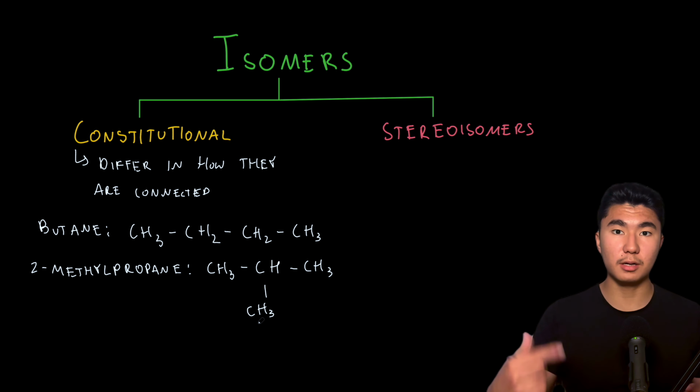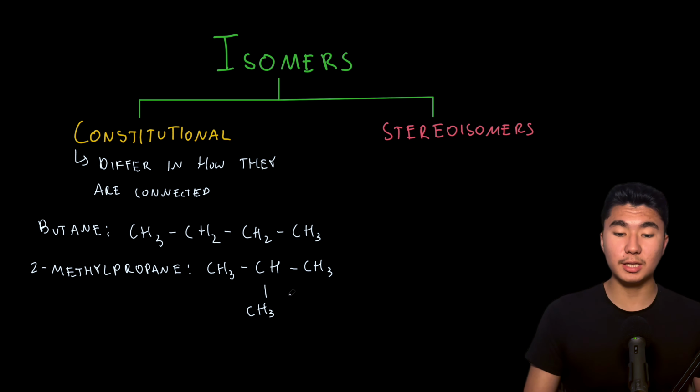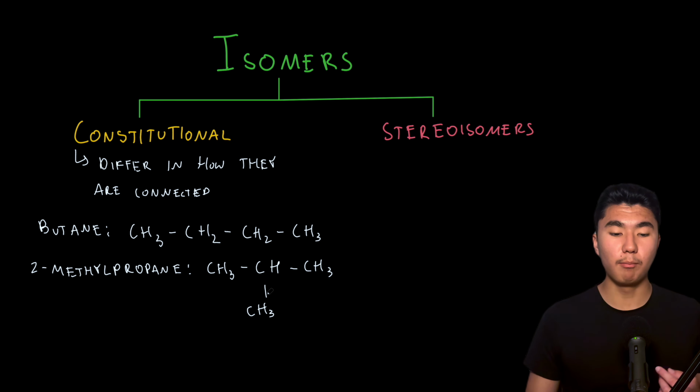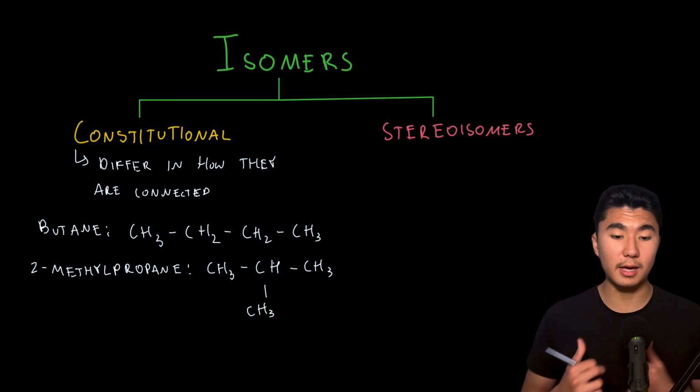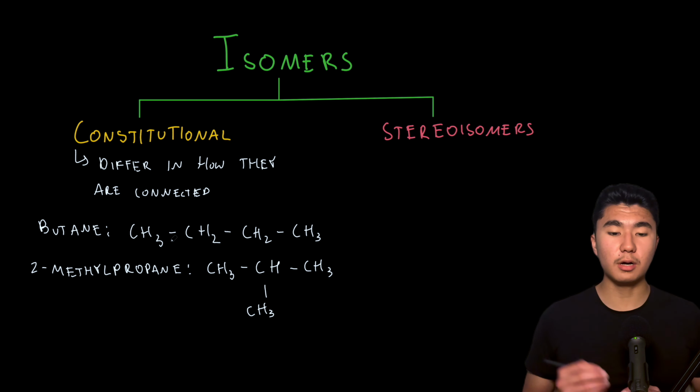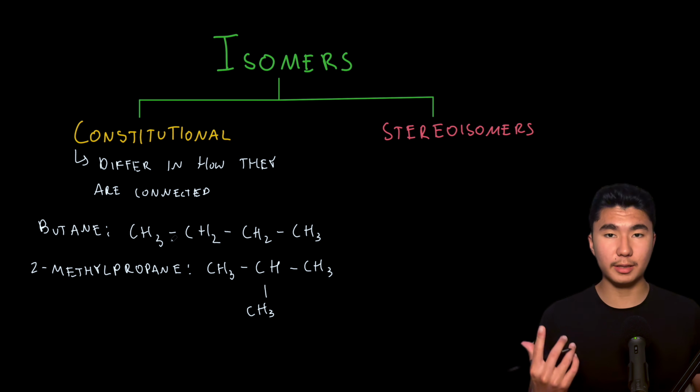Like, for example, with our constitutional isomers, we're changing in the connectivity, where we're having a linear structure over here in our butane, but we have a branched structure over here with our 2-methylpropane. And as you can see, how they're connected is we have another CH3 that's connected to a CH compared to butane. So with our constitutional isomers, just to summarize, we're changing in connectivity.